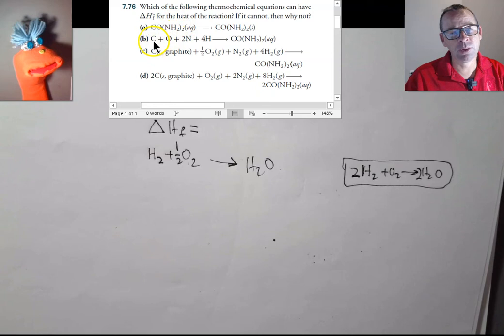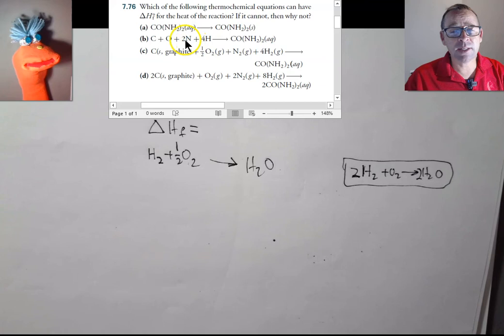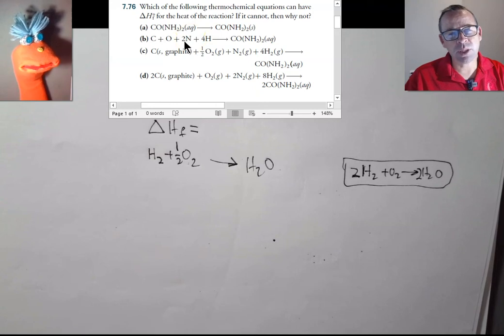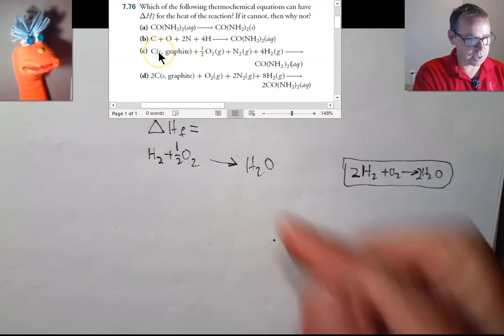B is from its elements. Yeah, good. You see B there is from its elements. But there's a problem here with N, 2N, and 4H. What's wrong with it? I don't know. Well, that's not how you find nitrogen naturally. How do you find nitrogen? Oh, you mean it's diatomic? That's right. It should be N2, like this, right?